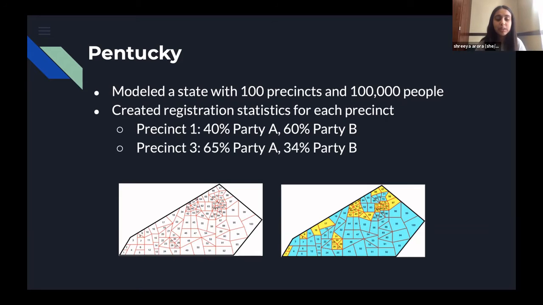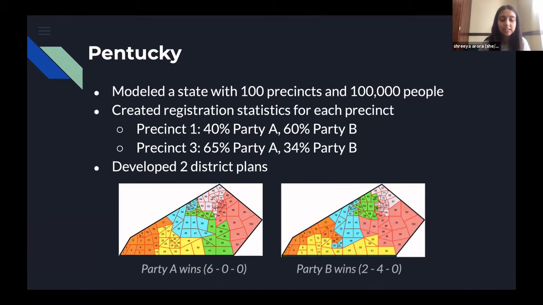In the images below, we can see the precinct map for Pentucky. There are 100 precincts, and on the right side, you can see the majority based on the color. For example, precinct 1 was the majority for party B, so it's colored yellow, and precinct 3 had a majority for party A, so it's colored blue. This is important when we're generating the districting plans. Here are 2 districting plans that are gerrymandered.